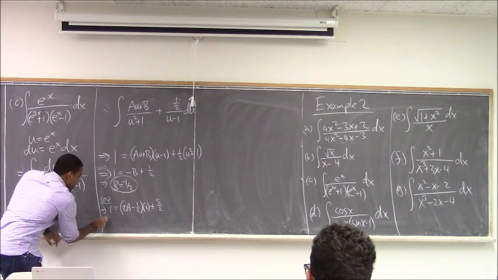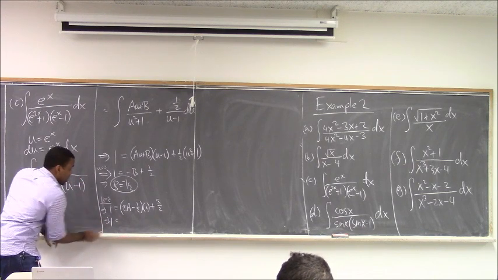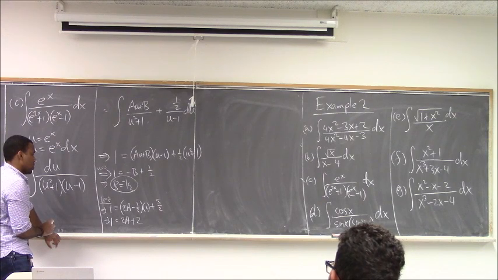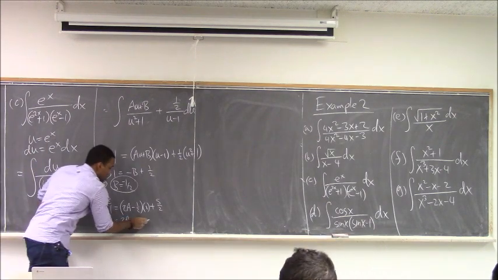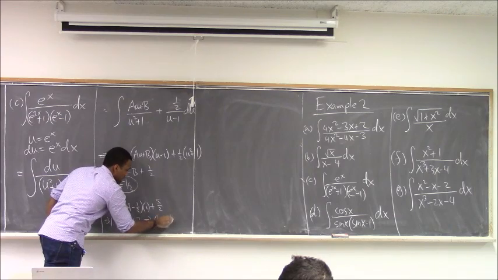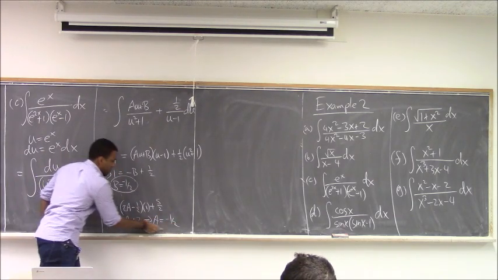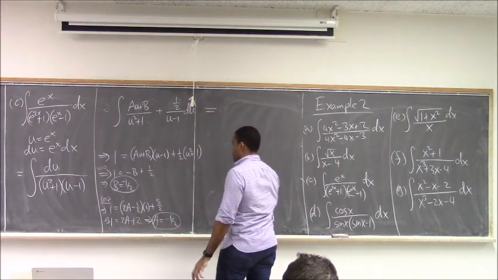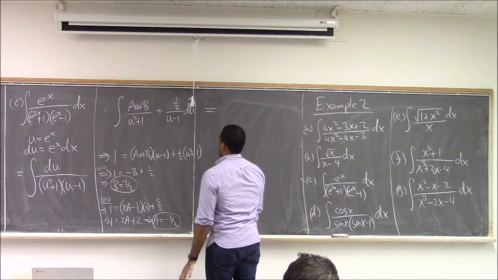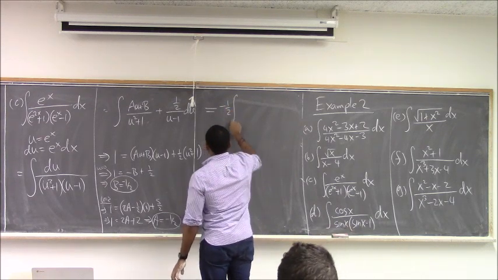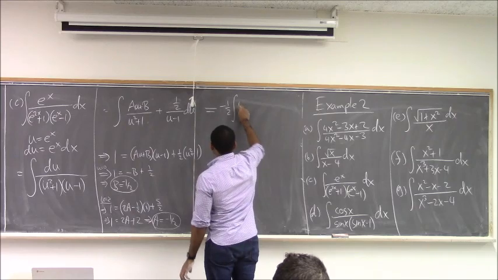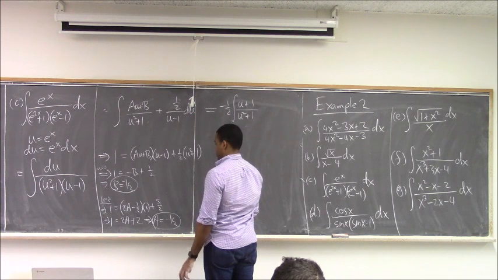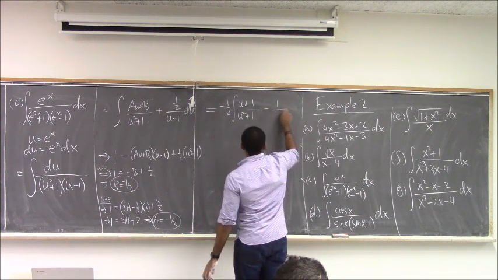So I would have 1 equals 2a plus 2, right? And so bring the 2 over, you get minus 1 divided by 2. You also get a equals minus a half, right? So this whole integral would now become, factor out a minus a half, and I would have u plus 1 over u squared plus 1 minus 1 over u minus 1.